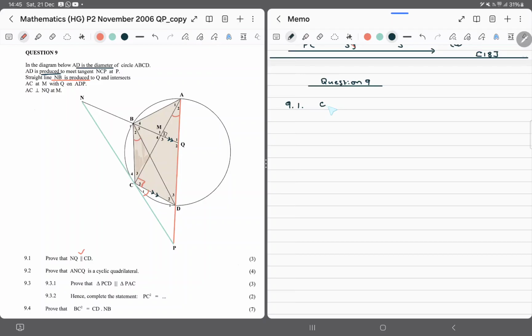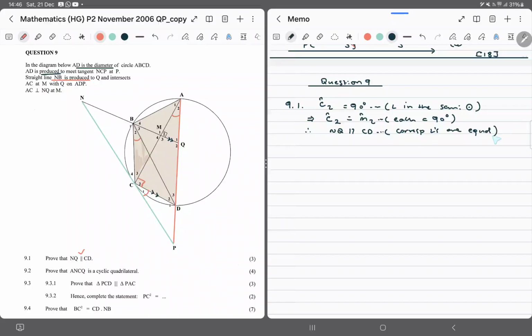9.1. We know that angle C2 is equal to 90 degrees. Why? This is the angle in the semicircle. Right, we were told AD is the diameter. We can say this implies that essentially C2 is equal to angle M2, each equals 90 degrees. That's the story. We can therefore make a conclusion that indeed NQ is parallel to CD. We can say corresponding angles are equal. Right, because C2 and M2 are corresponding angles. And when corresponding angles are equal, therefore the lines are parallel.